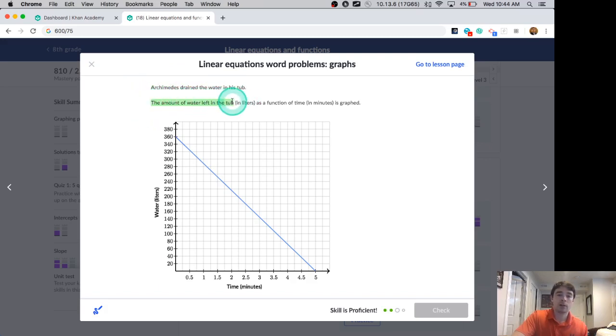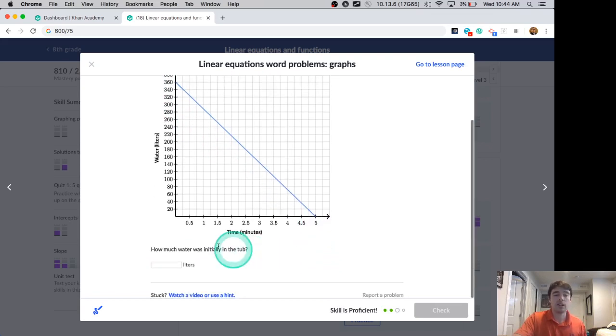The amount of water left in the tub as a function of time is graphed. So here they're telling us in that second sentence, water is on the y-axis, time in minutes is on the x-axis, and they're measuring the relationship between how much water is in Archimedes' tub over time. We're told that Archimedes was draining that tub, and that's why we see the blue line moving down, because Archimedes is losing water out of that tub over time until it's all the way emptied and drained at the end here. The question asks us how much water was initially in the tub.